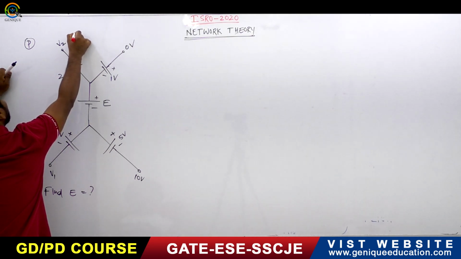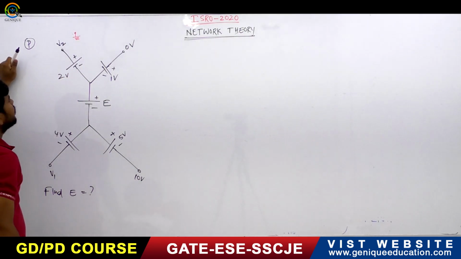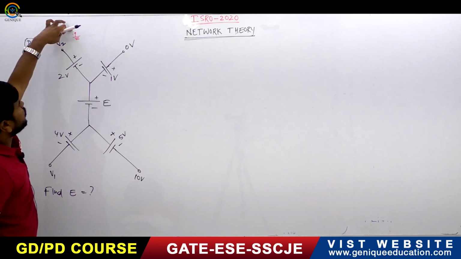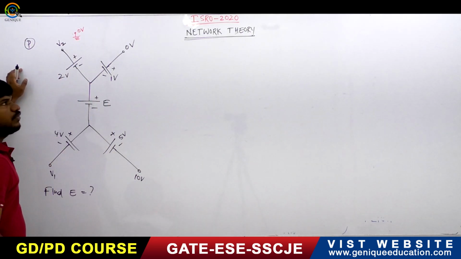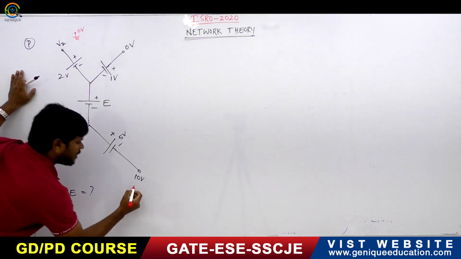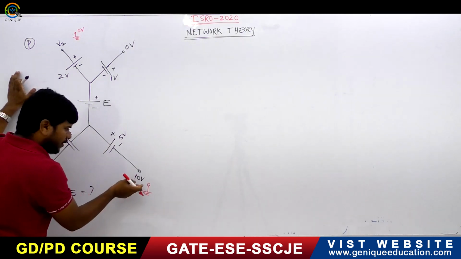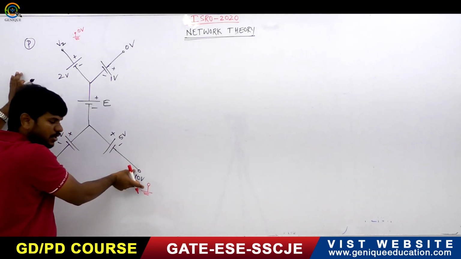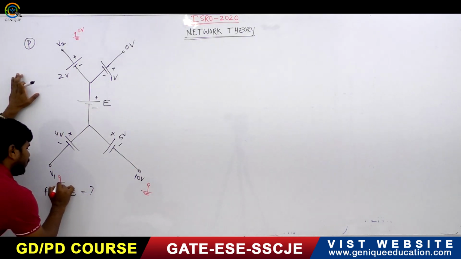You have to mark one ground here, or here. With respect to ground means with respect to 0 volts. It is having V2, it is 0 only, so no problem. So what is this? With respect to ground, it has 0 volts. With respect to ground, it has 10 volts, right? So with respect to ground, it has V1 volts.